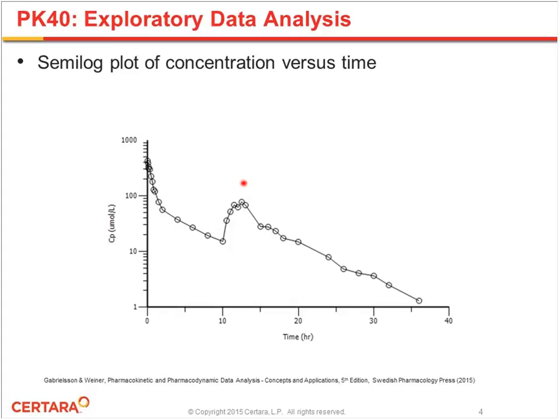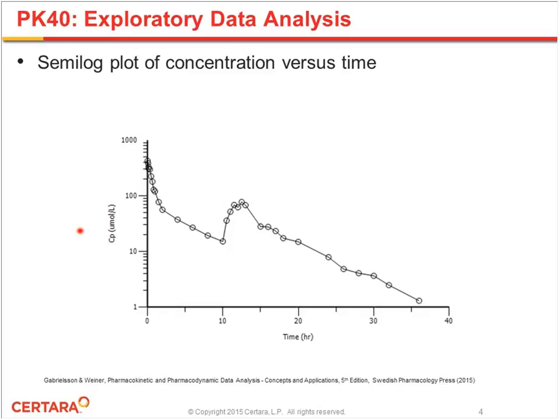Since the drug was administered intravenously, you can exclude formulation or absorption specific factors, so we can really conclude this is highly likely due to enterohepatic recirculation that we see this secondary peak. But let's have a closer look at the curve, what we can get out of this.